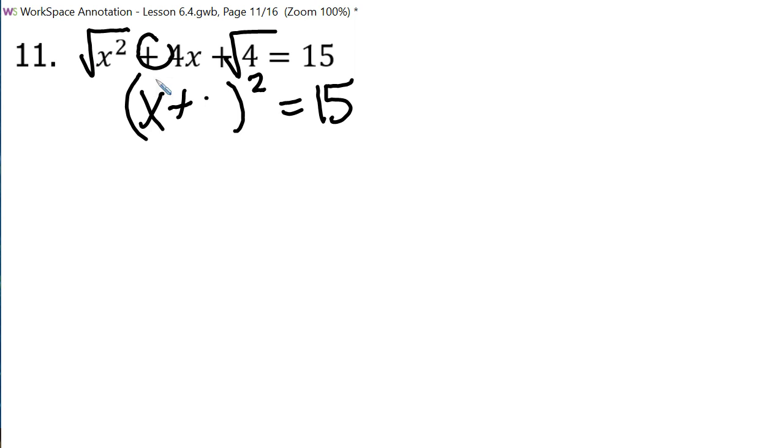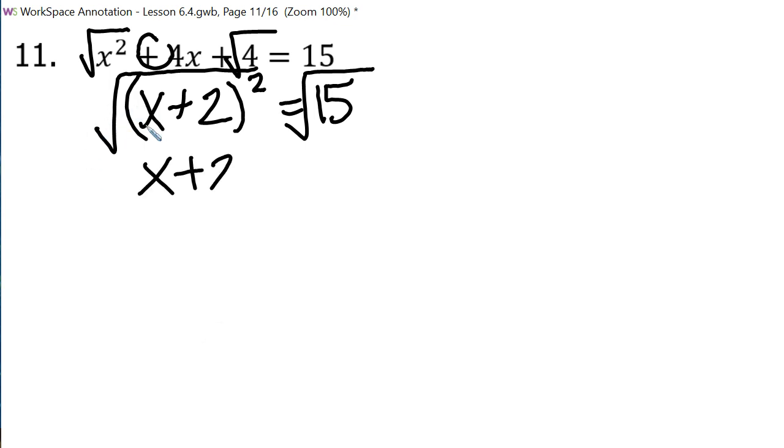How do I get rid of the square? Square root it. So square root the left side, square root the right side. What happens when you square root a square? They cancel, so bring down your x plus 2. And when you square root, how many answers should I have? 2. So this should be plus or minus square root of 15. This time it was not a perfect square, so we're going to leave the radical.